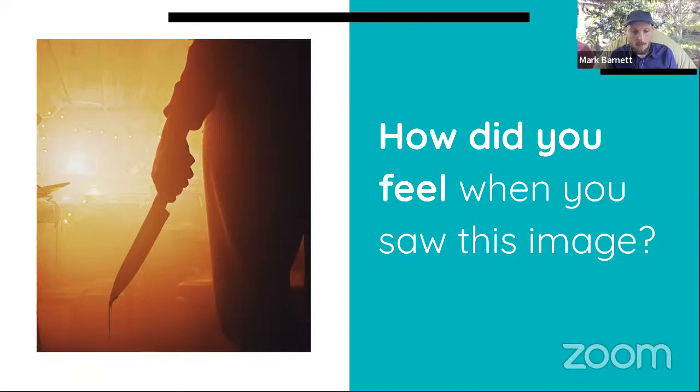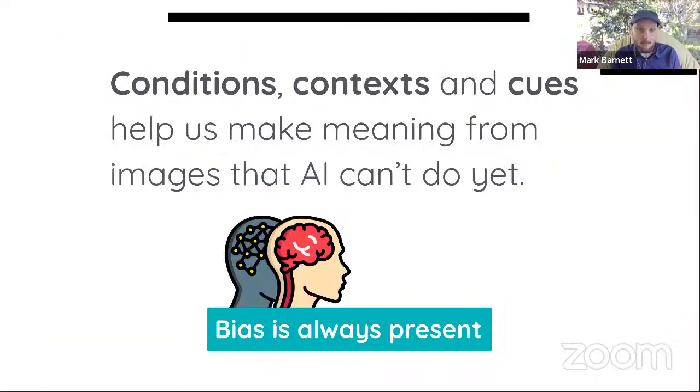It actually can be a beneficial thing, but it's important to understand what that bias is, because the bias gives us a lot of information. It gives us conditions, it gives us context and cues that we can use to make meaning from an image that an AI can't do. So an AI can just label things, but an AI wouldn't necessarily be able to tell you if a situation is harmful, or it wouldn't be able to extrapolate the feeling of that image. So it's cool that humans can do that.